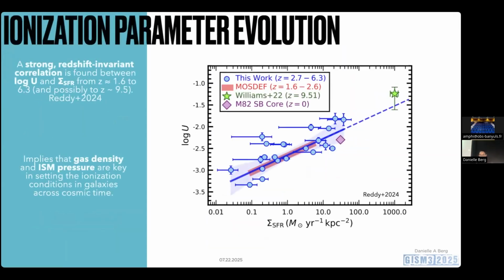And in turn, this is going to lead to other parameters that correlate with the surface density of the star formation rate, such as the ionization parameter that we measure from the gas. And so Naveen Reddy last year as well also measured this trend with a bunch of different data from different redshifts and found that as you get to these more extreme surface densities, you're also increasing your ionization parameter a lot. So our gas density, our ISM pressure, they seem really, really important. They're the key things really in setting the conditions in our galaxies across cosmic time.